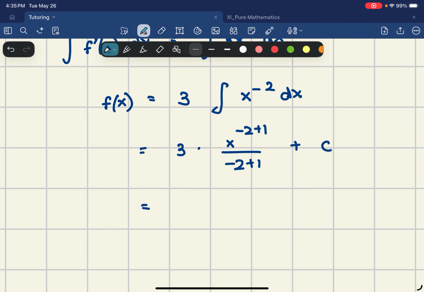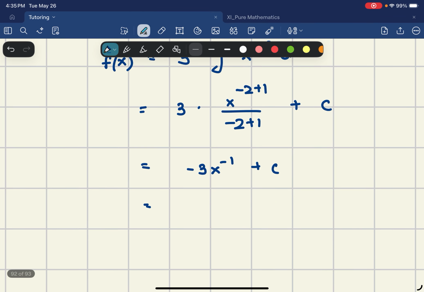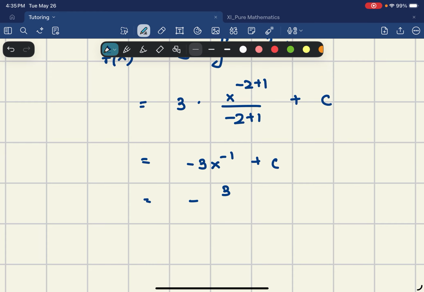So minus 2 plus 1 is -1. So you will get 3x to the power minus 1 plus c. And minus 2 plus 1 is -1, so x to the power -1. The denominator is -1, and 3 divided by -1 is -3. So you are going to get -3 over x plus c. That is your solution.